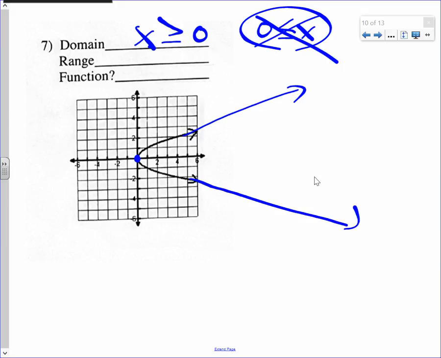Now ask yourself, is there any values y cannot be? So here's your y-axis. Is there any value y cannot be?